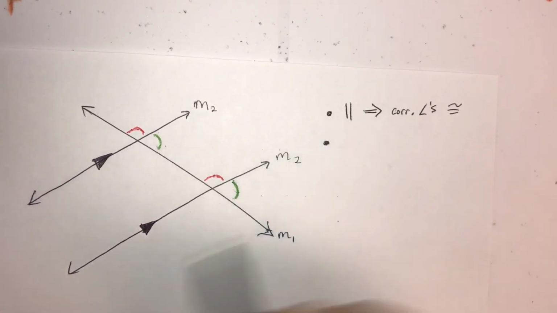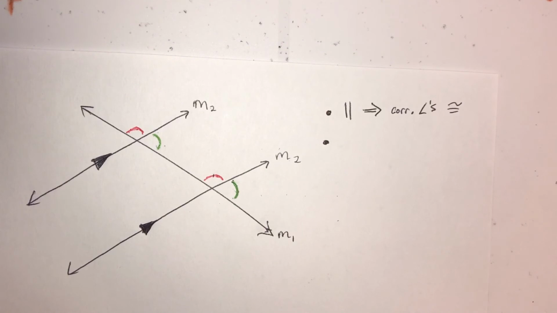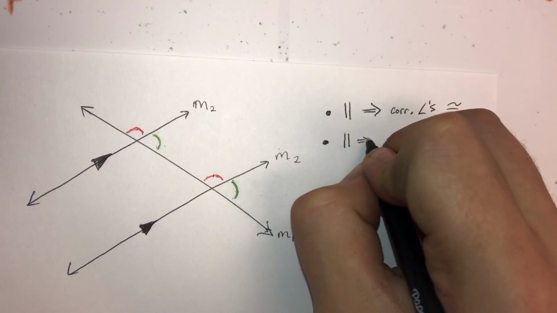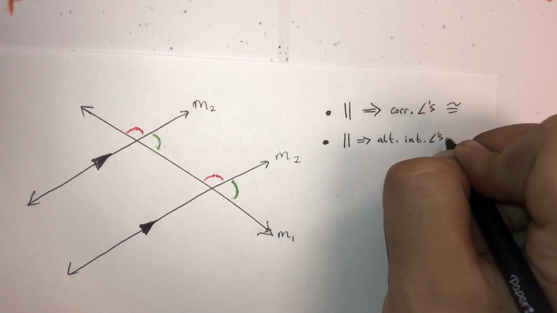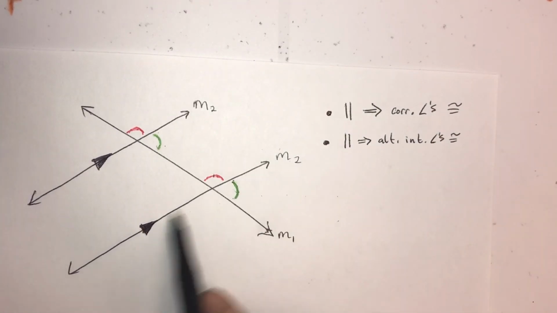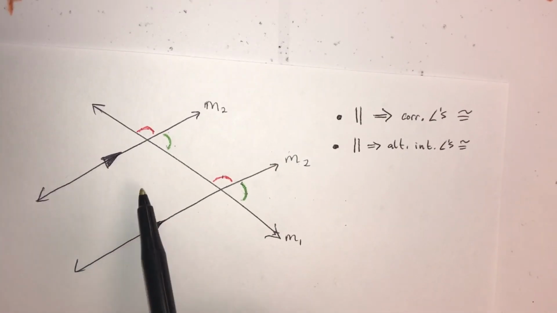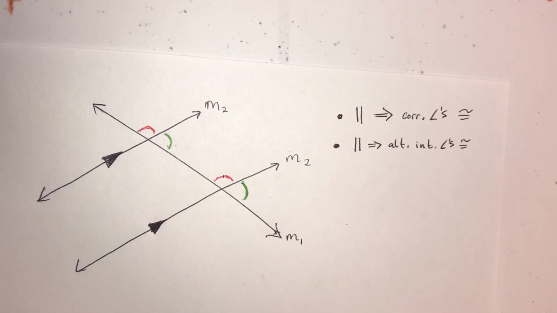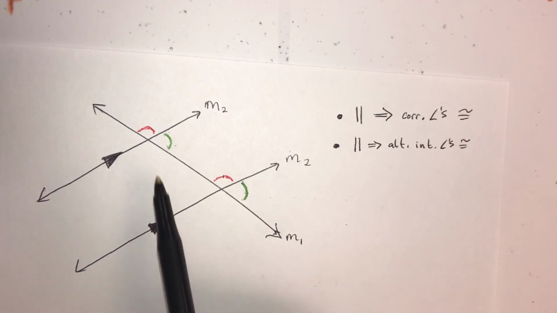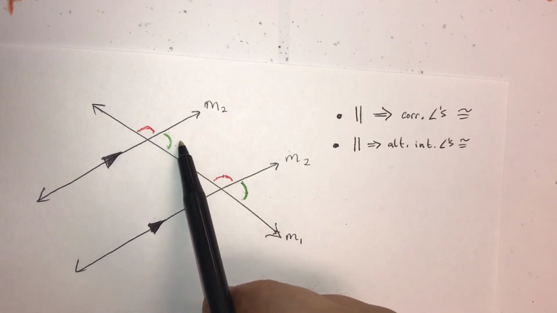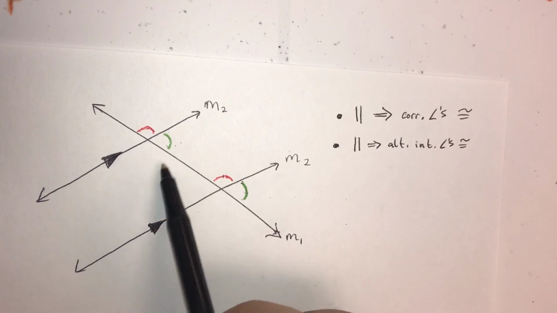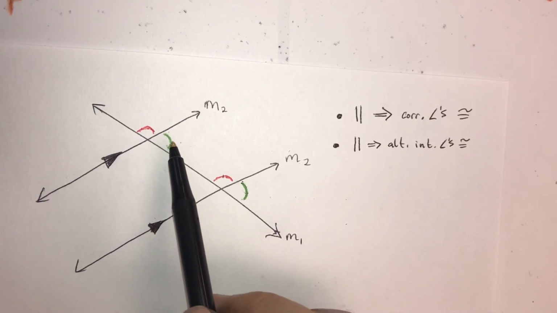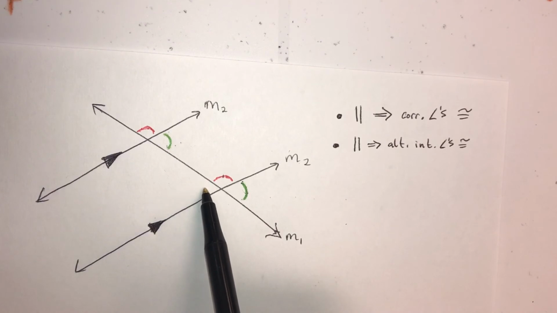Let's look at the next statement. The next statement is that parallel lines implies alternate interior angles congruent. I'm going to write that as alt-int angles congruent. So parallel lines, my lines are marked parallel here, implies alternate interior angles are congruent. Let's identify the alternate interior angles. Alternate means different sides of the transversing line. Interior means in the interior, between the two lines. So this angle is congruent to this angle.